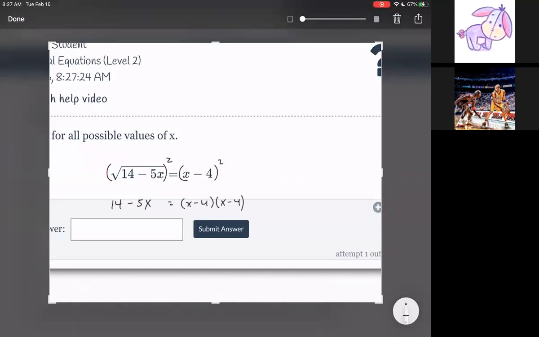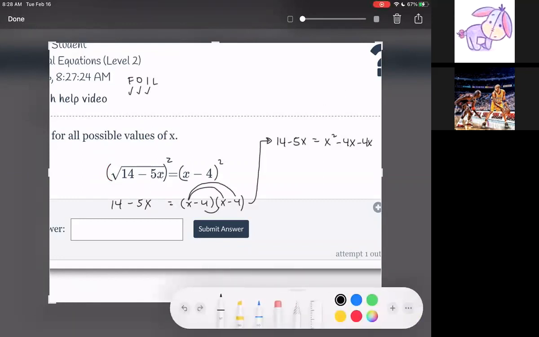Once again, you can expand it, or you can just do it in your head if you already know what x minus 4 squared is, but I will show the steps. So 14 minus 5x equals, okay, once again we're going to do our FOIL: first, outer, inner, and last. For the F for first, we're just going to do x times x. That gives us x squared. For the O for outer, we're going to do the x and the minus 4. That gives us minus 4x. For the I for inner, that's going to be the negative 4 and the x, so it's another minus 4x.